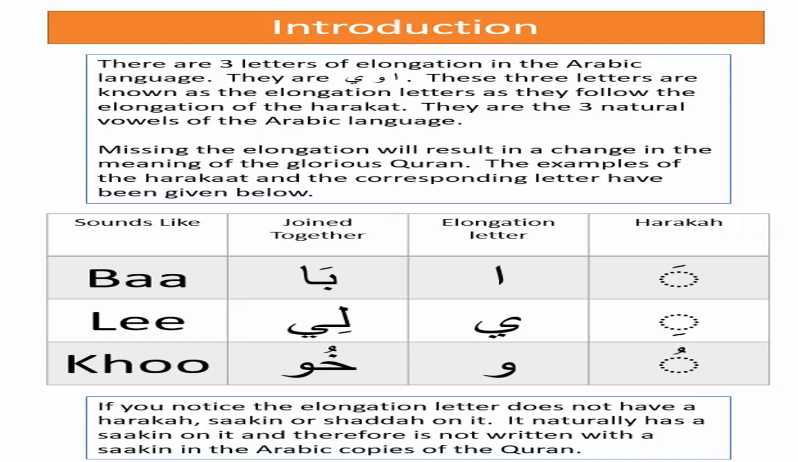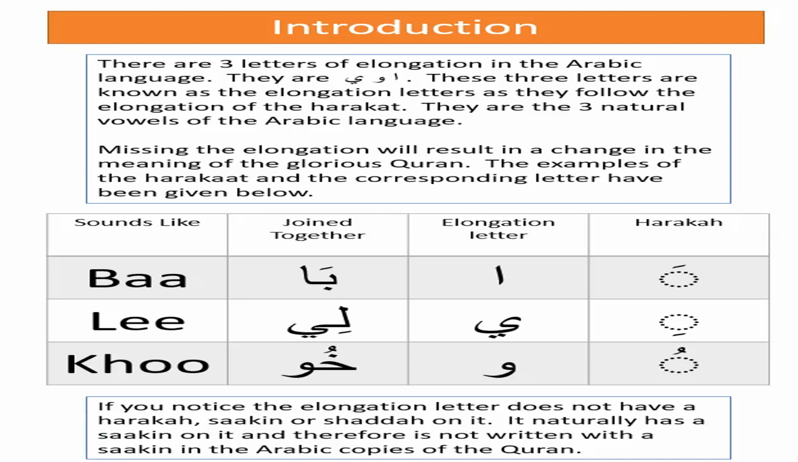Now this lesson will be divided into two parts. The first part will be covering the med, and the second part will be covering the lean, inshallah. So this is the part on the med. So there are three letters of elongation in the Arabic language, and they are alif, waw and ya.